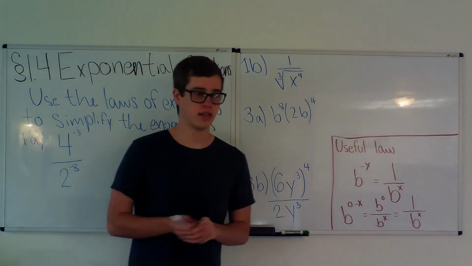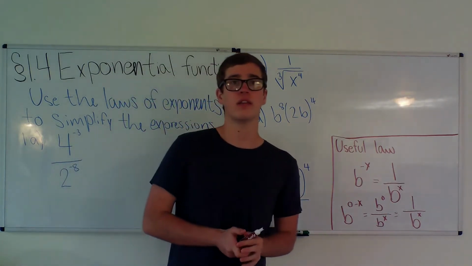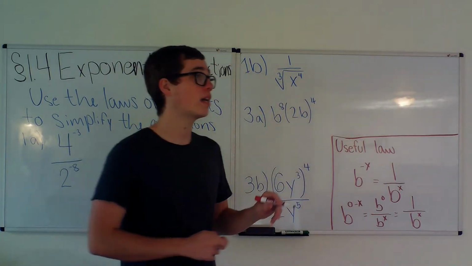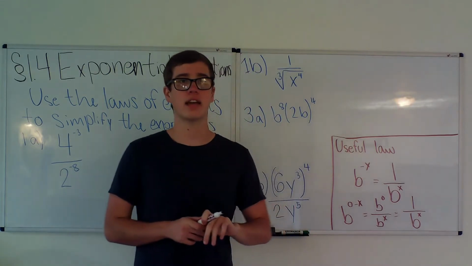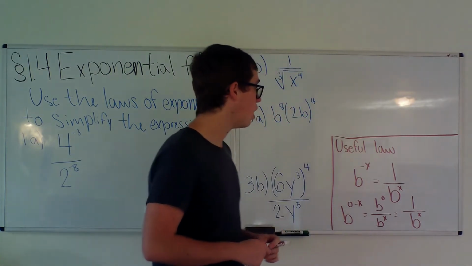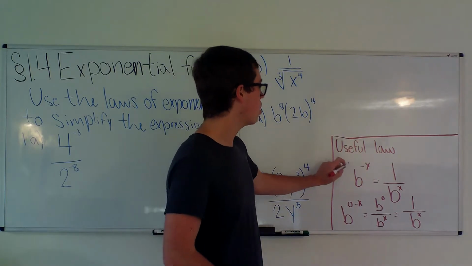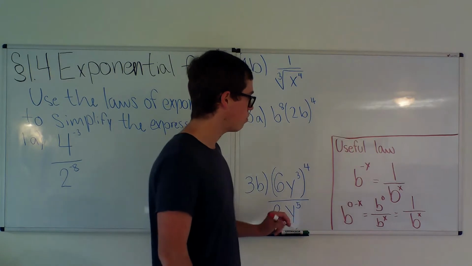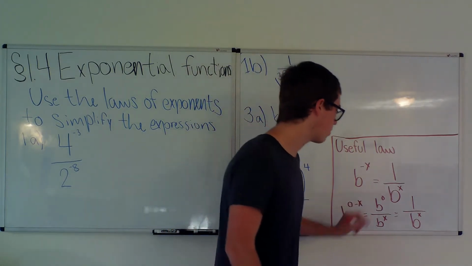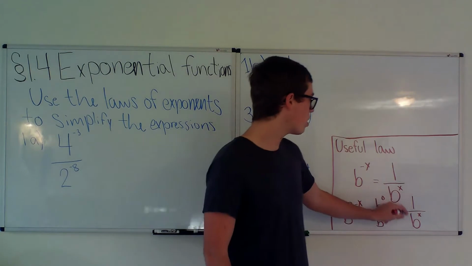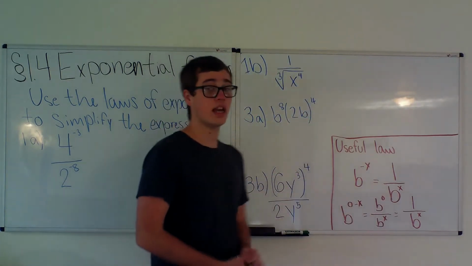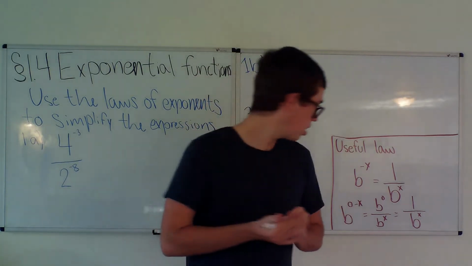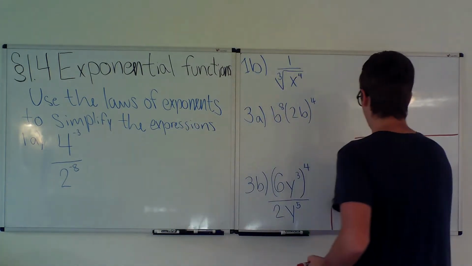Now if you remember back, like, 4 minutes ago to the laws of exponents, where b to the x minus y is equal to b to the x over b to the y. Well, b to the negative x is equivalent to b to the 0 minus x, which is equal to b to the 0 over b to the x, which is equal to 1 over b to the x. So that's why b to the negative x is equal to 1 over b to the x. Alright, so that's important. Take note of that. Now on to the questions.